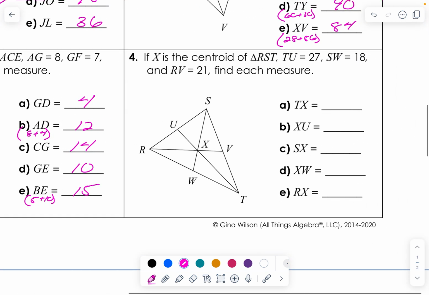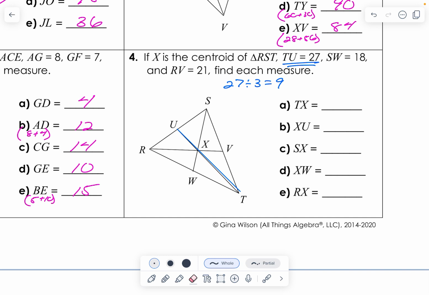Number 4, TU. Oh, finally. So this is the whole thing, okay? So the whole candy bar is 27. So we're going to do like we did above. We're going to take that candy bar and divide it into 3 parts, 9. So each part of that candy bar is 9, which means 1 part is 9, 2 parts is 18. Okay, and see 9 plus 18, it all adds up to 27. Two parts, 1 part, 1 part, 2 parts.